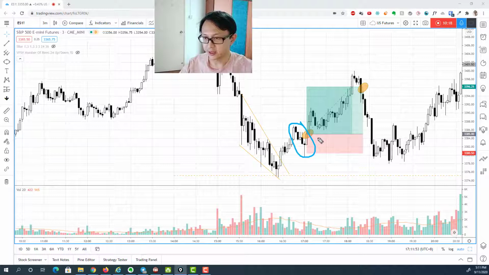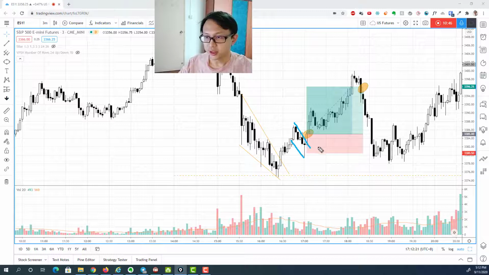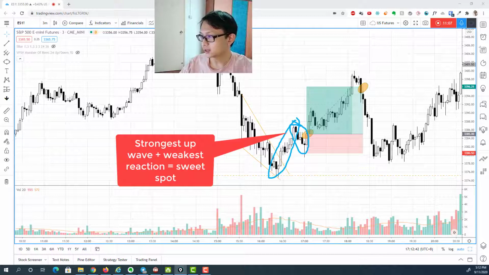So here comes the pullback. The pullback gives the bear a chance to prove its worth. If the supply is strong enough, then the pullback will be deep and maybe touch the bottom, or the low of this prior downtrend. If not, then like this, we can notice that this kind of reaction is relatively decent or shallow, unlike what we have seen here, or even this big reaction here. In terms of the reaction it is shallow, and in terms of the up wave it is the strongest. So definitely we are in the sweet spot.